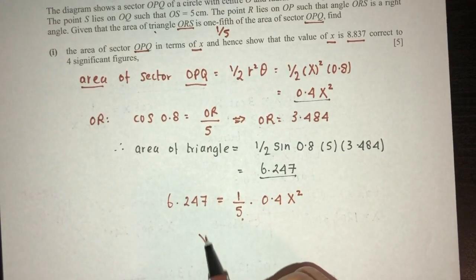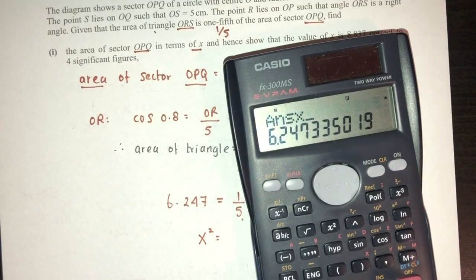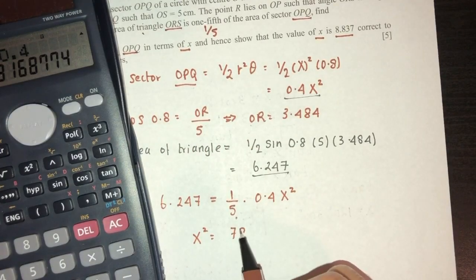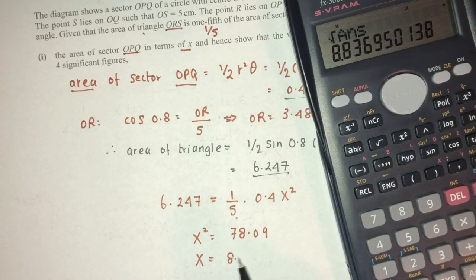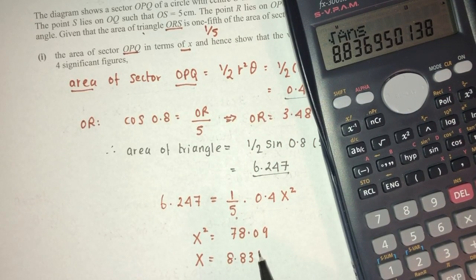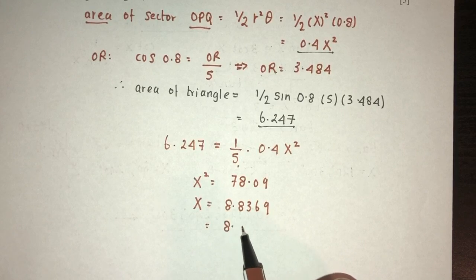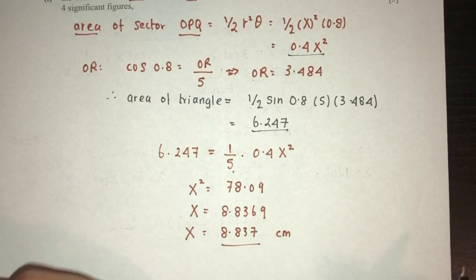So what is the value of x squared? X squared will be this times this divided by this, so times 5 divided by 0.4. That should be 78.09. So x will be the square root, that will be 8.8369. Now you have to give your answer correct to 3 decimal place. That will be 8.837. That's your value for x. That will be in terms of centimeters for the radius.